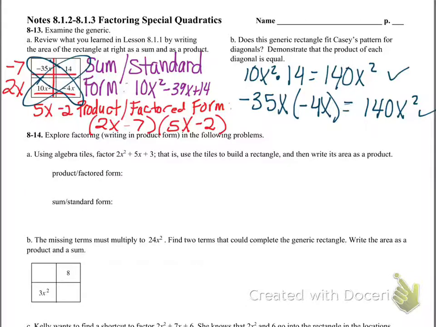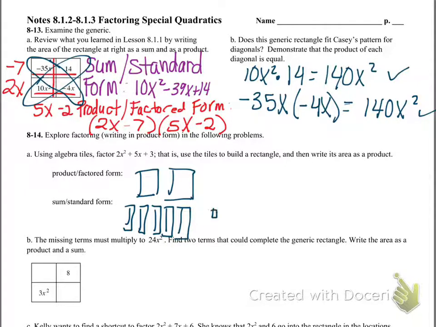So we don't have our algebra tiles, darn it. So I have to imagine, well, if I have 2 squares that are x squareds, and then I have 5 squares that are just the x's, and then I have 3 1 tiles, how could I make this an exact rectangle? So let's see here. I think I can use this guy. So I would have my 2x squareds like that.